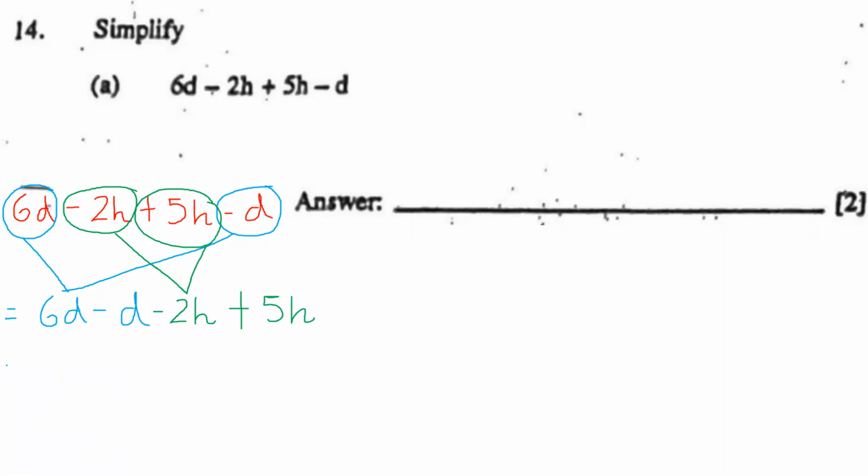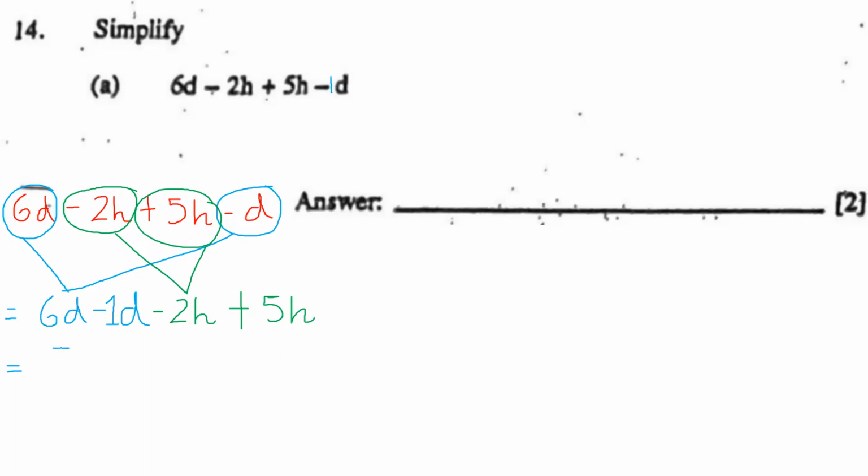So let's do it. Here we have to subtract 6d minus d. But bear in mind, this is 1d. Even though we don't see the 1, it means 1d. When we do not see the number in front, it is implied that the coefficient is 1. So what is 6 minus 1?